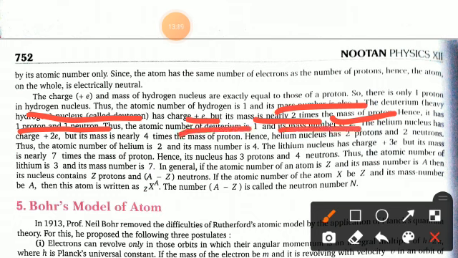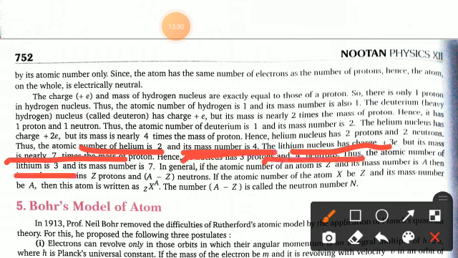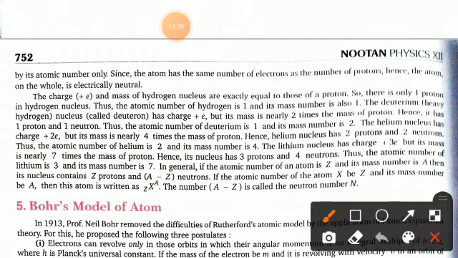The helium nucleus has a charge plus 2e, but its mass is nearly 4 times the mass of a proton. So the helium nucleus has 2 protons and 2 neutrons. Clear? Thus the atomic number of helium is 2 and its mass number is 4. The lithium nucleus has a charge of plus 3, but its mass is nearly 7 times the mass of a proton. Hence its nucleus has 3 protons and 4 neutrons. So the atomic number of lithium is 3 and its mass number is 7. So the different elements are given here with their respective mass numbers. You can write an atom as Z X to the power A, where A minus Z is called the neutron number.